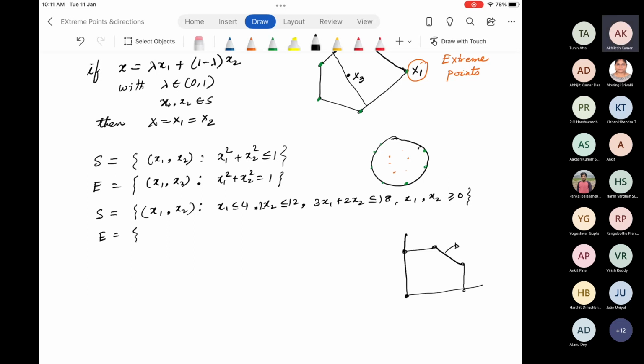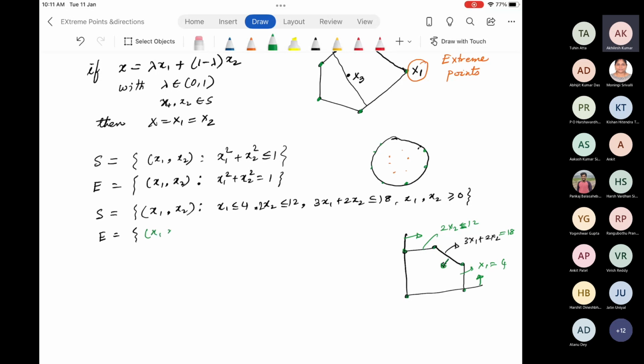So this line is 3x1 plus 2x2. It is towards the origin. x1 is greater than 0 in this direction, x2 is greater than 0 in this direction. This one is 2x2 is less than or equal to 12, or equal to 12, I will put, because I'm drawing a line here, and this one is x1 equals 4. So my extreme points are these intersection points.